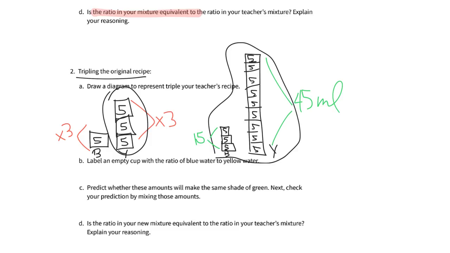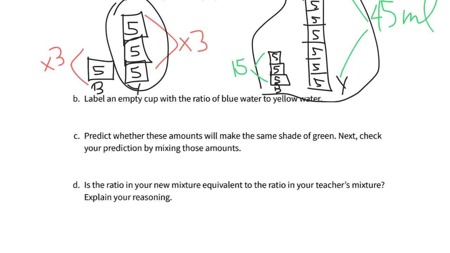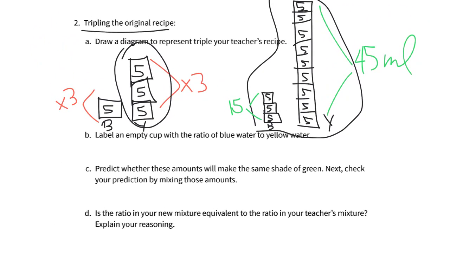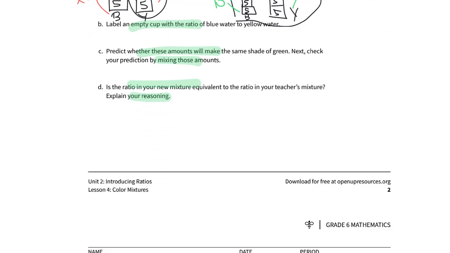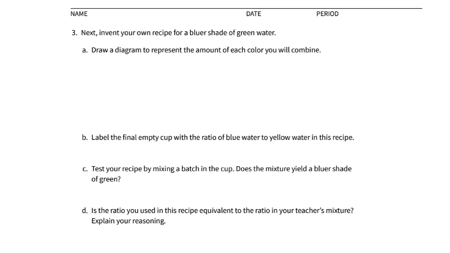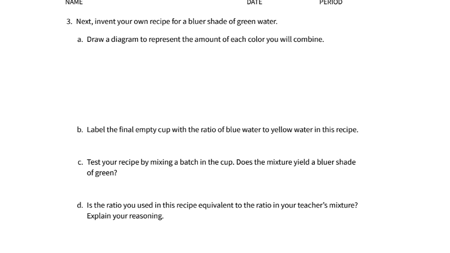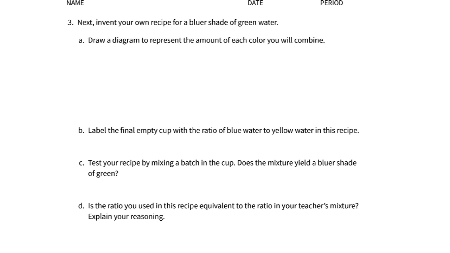And let's keep going. So again, we've got more of this physical experience here. This is just do the cup, mix it up with the food coloring, see what happens. That's really kind of cool stuff. But again, you can continue using the Geogebra applet if you wish. All right. Number 3, invent your own recipe. Woohoo! Invent your own recipe for a bluer shade of green water.